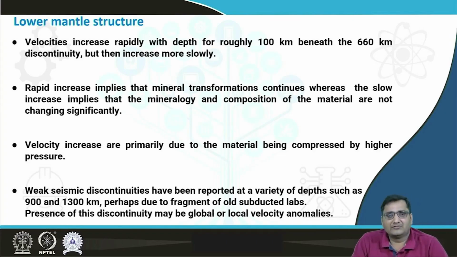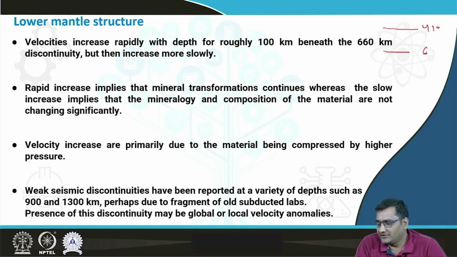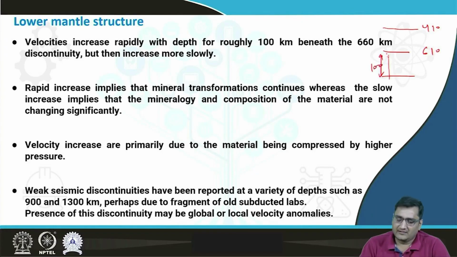Now let's talk about the lower mantle. Velocities in the lower mantle increase rapidly with depth for roughly 100 kilometers beneath the 660 kilometer discontinuity. So there is one discontinuity at 410 kilometers, and there is another at 610, and underneath the 610 kilometer discontinuity, up to a depth of around 100 kilometers, the lower mantle comes up where the velocities increase very rapidly.